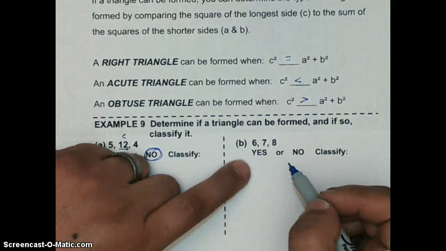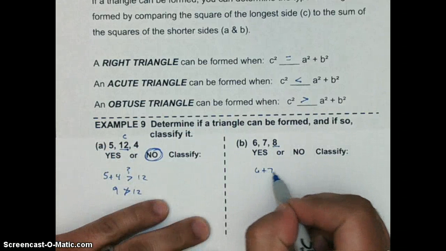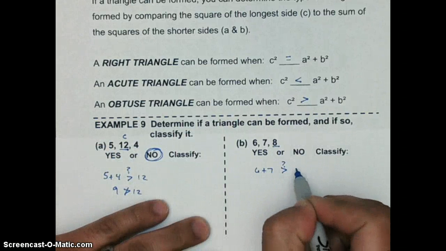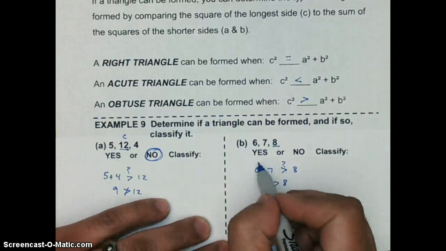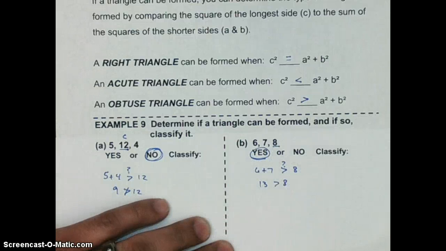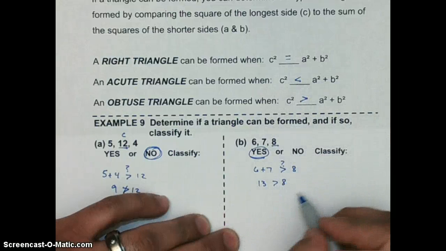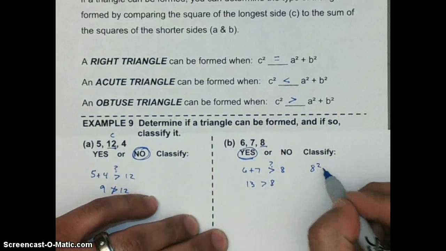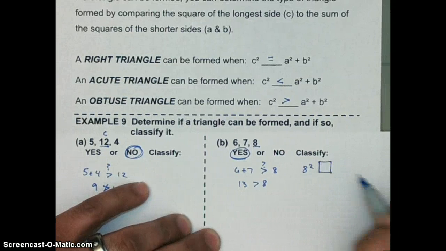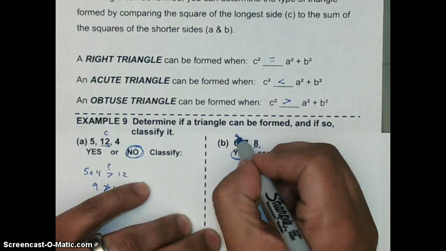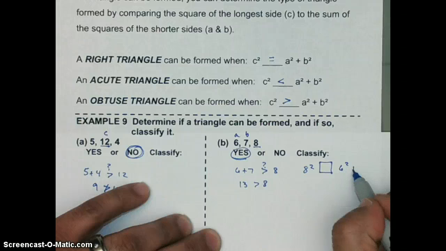Alright, this example here, 8 is my longer side, so 6 plus 7, we want to check, is that greater than 8? Well, yes, 13 is greater than 8, so it does make a triangle, and now we have to figure out which one it would be. So I'm going to take my C, which is the 8, and I'm going to leave that as 8 squared, and then I want to compare that to A squared plus B squared. So we would say 6 squared plus 7 squared.